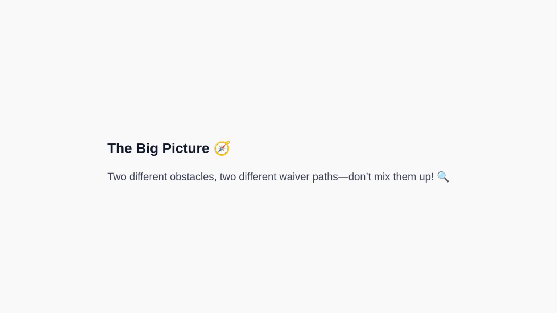Now, to frame the entire topic, imagine two separate obstacles: unlawful presence bars, typically 3 or 10 years, and the alien smuggling lifetime bar, which is far more severe. Each has different requirements and different waivers. Keeping them distinct will help you understand where you stand and which steps to take next.